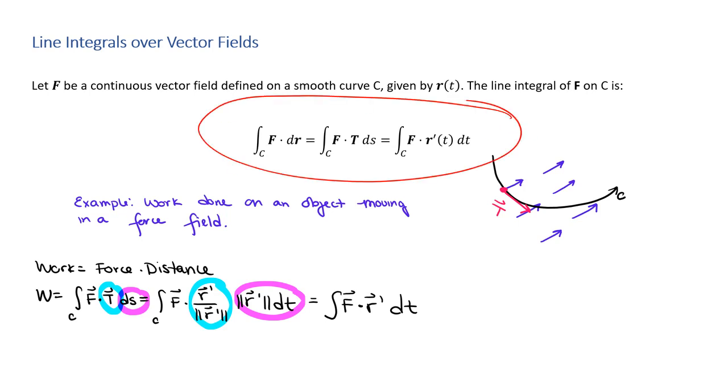Okay, so the three integrals I have written on the top of the screen that I just circled are equivalent. They're computed in the same way, and the way that I'm going to compute these integrals is I'm going to take my force field, F, dot it with r prime, and integrate that with respect to t. So that is exactly how we're going to compute these work integrals.